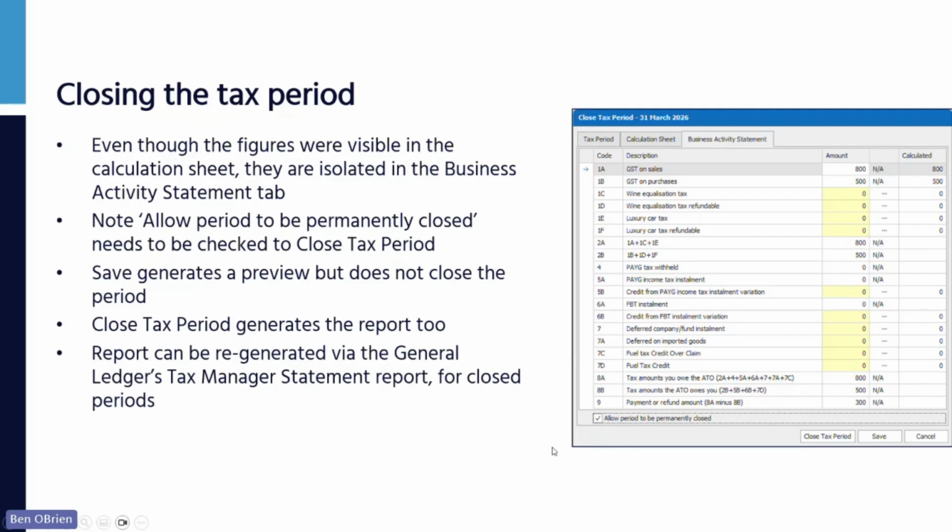So we've just put that in to make it harder to inadvertently close that tax period. When you click the close tax period, it generates the report. Saving will generate the report, but not actually close the tax period. So the save button will be enabled if you haven't checked the allow the period to be permanently closed.